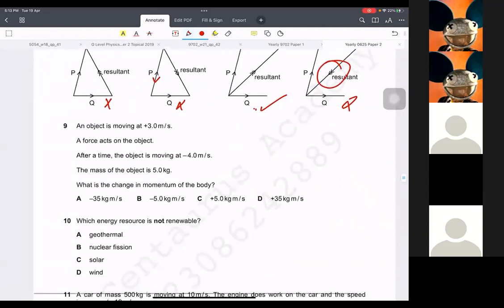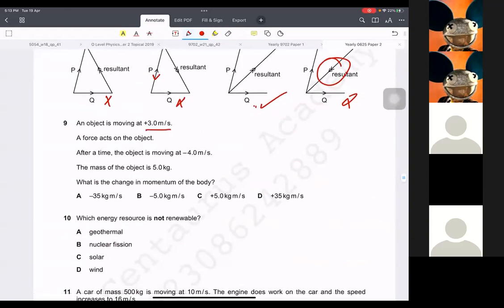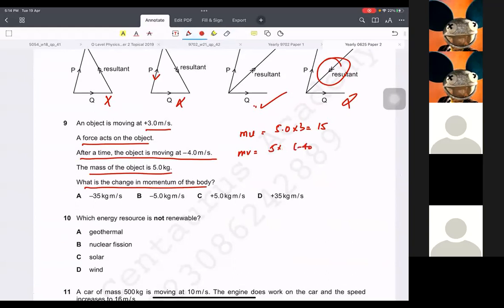So now, the moving object is this. A force applies on the object. After that, the mass is this. What is the change in momentum? Initial momentum mu is 5 times 3, 15. Final momentum mv is 5 times minus 4, that is minus 20. So minus 20 minus 15 is equal to minus 35.